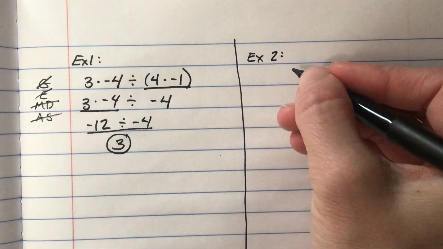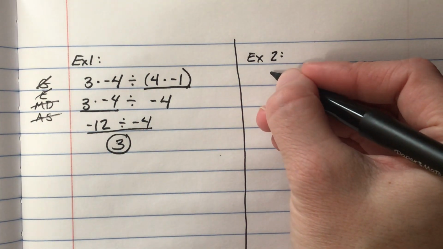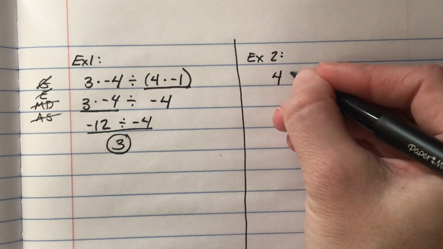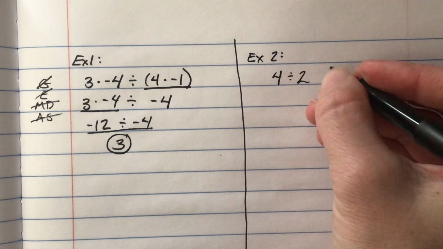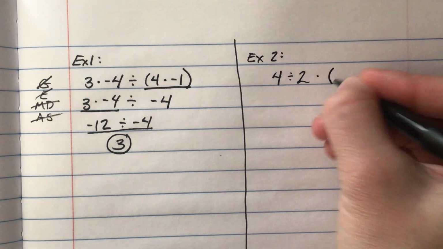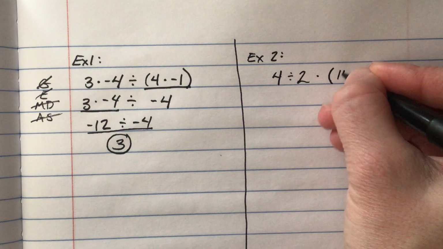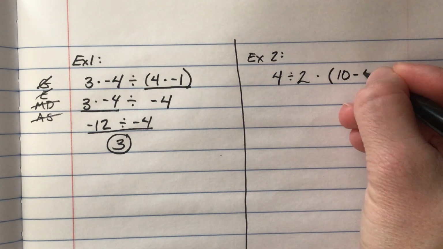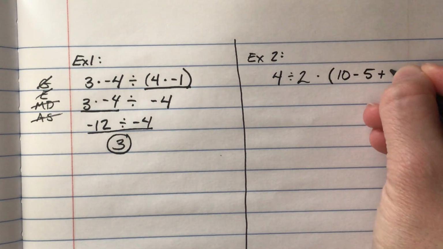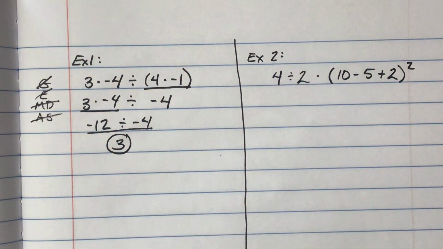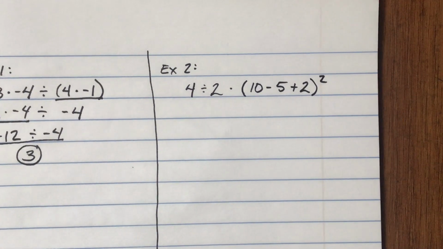All right, so we're going to write down 4 divided by 2 times parenthesis 10 minus 5 plus 2 squared. All right, so let's work on this one.